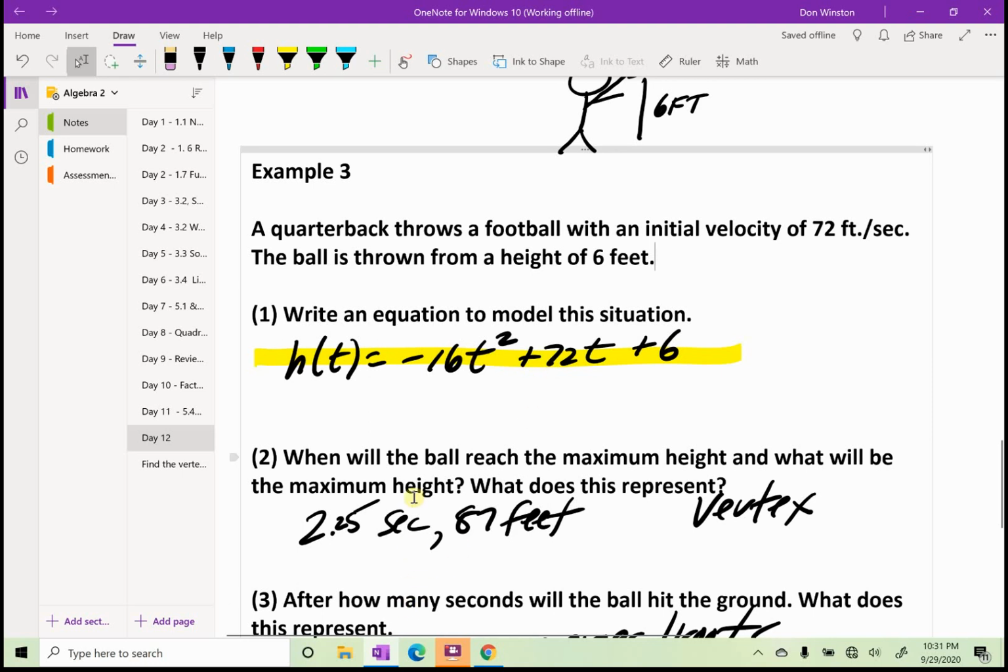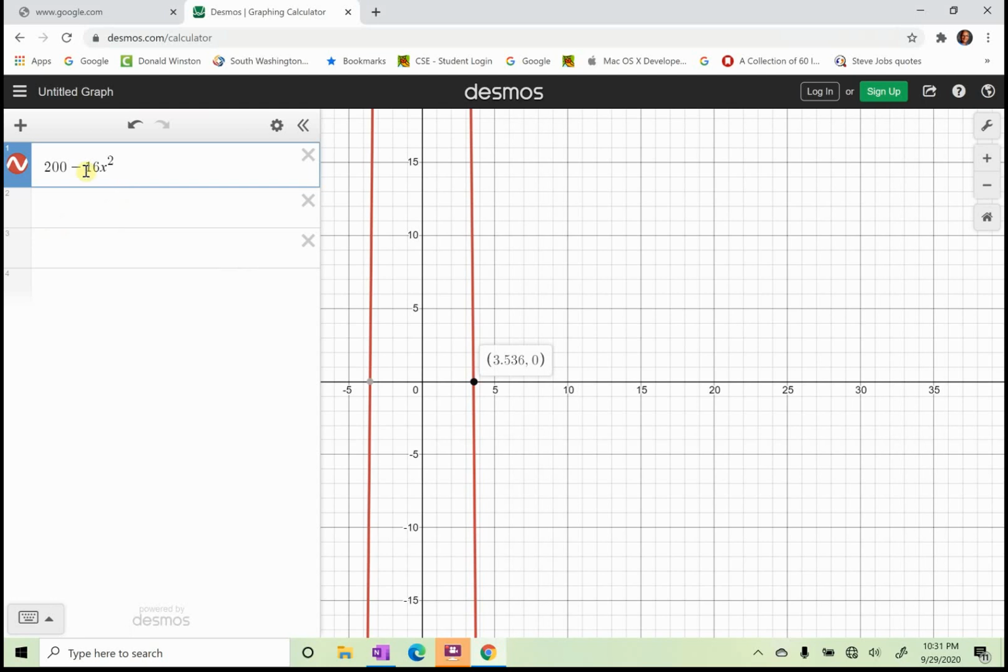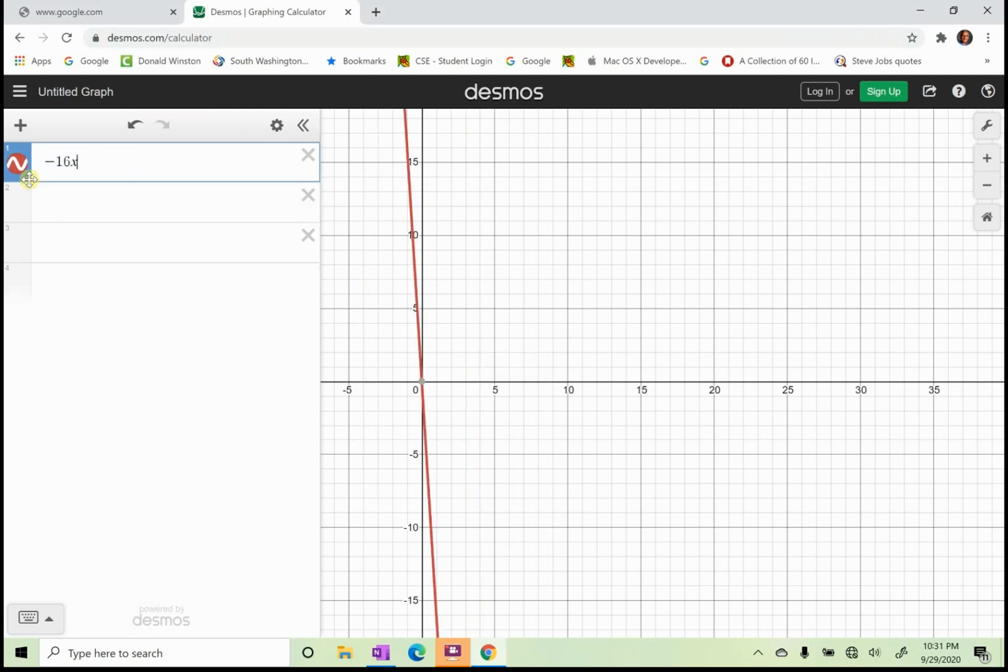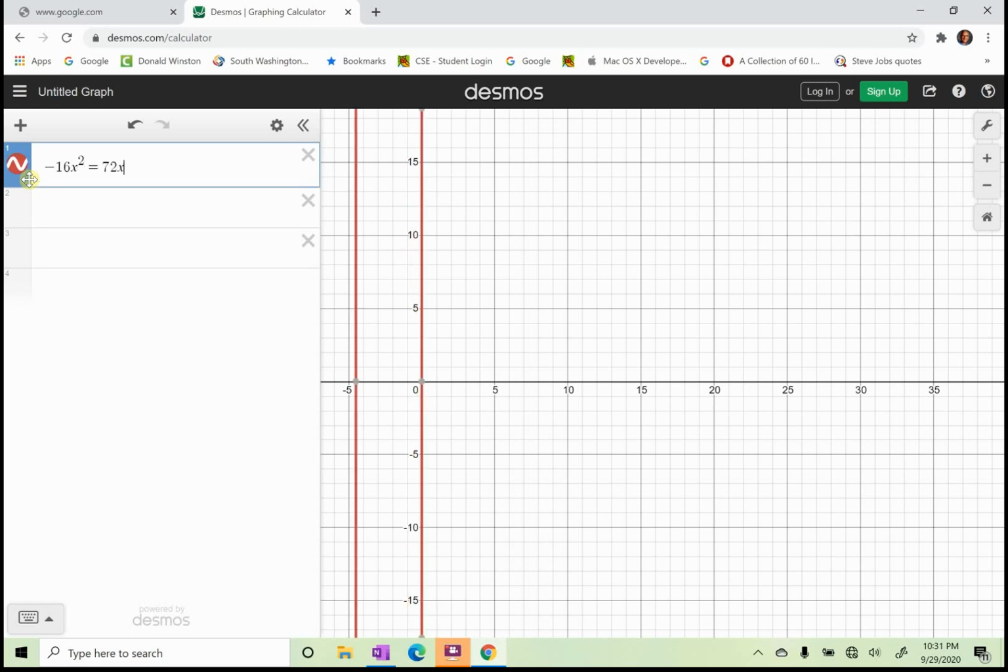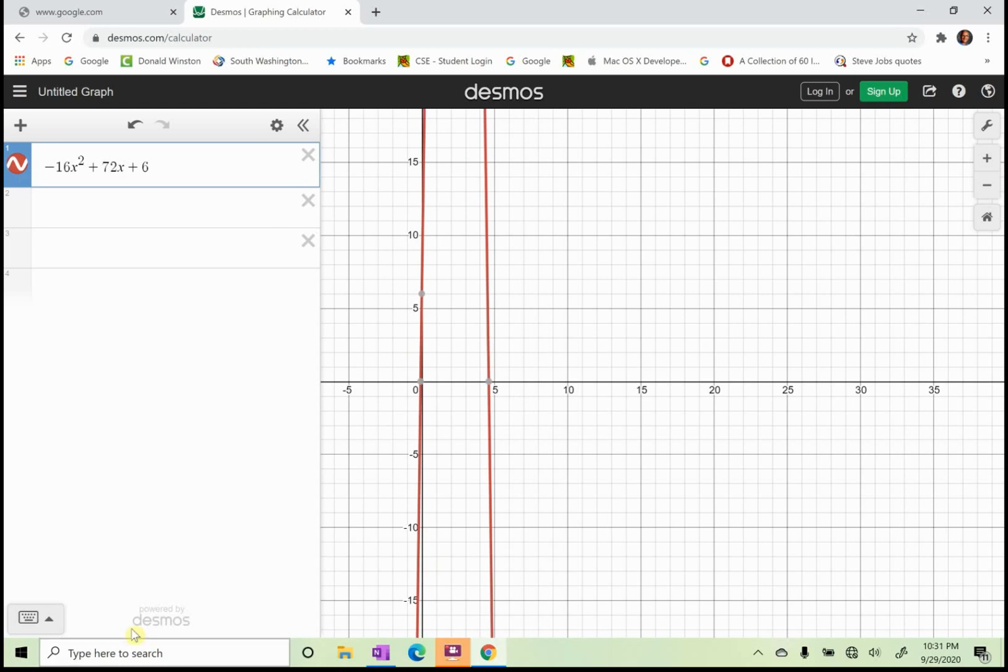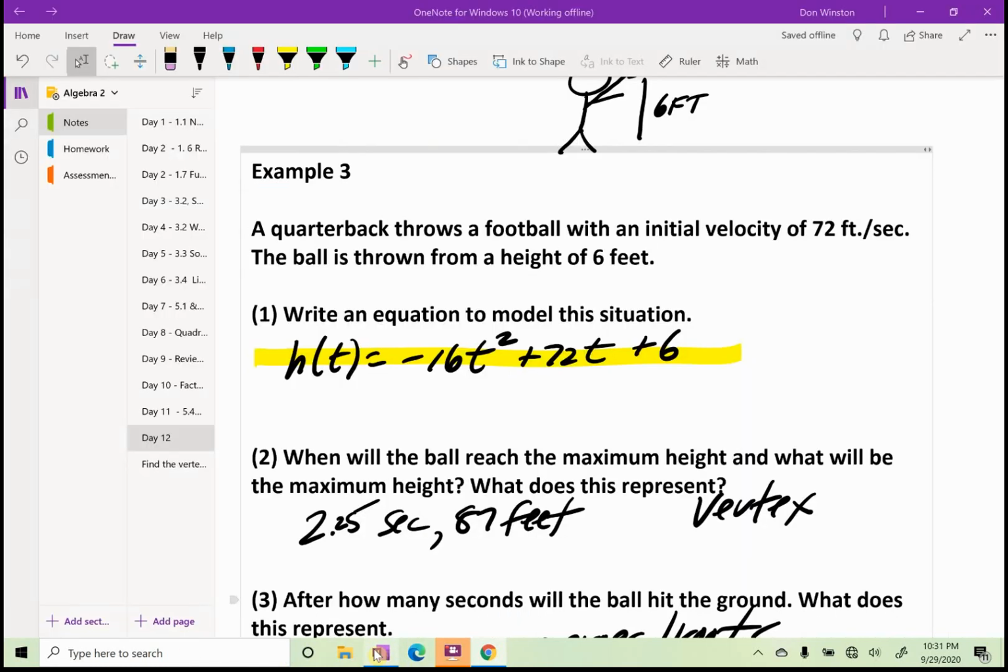When will the ball reach the maximum height? And what will be the maximum height? So again, we have to enter this in decimals: negative 16, 72, and 6. So negative 16x squared plus 72x, and then plus 6. I'm pretty sure that was the equation. Yep.